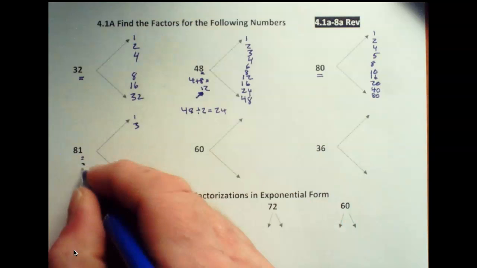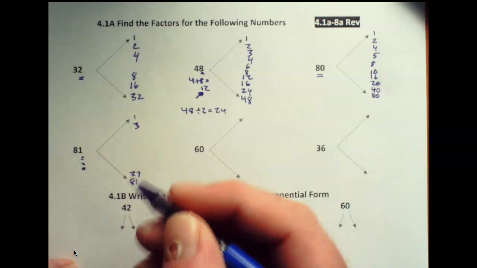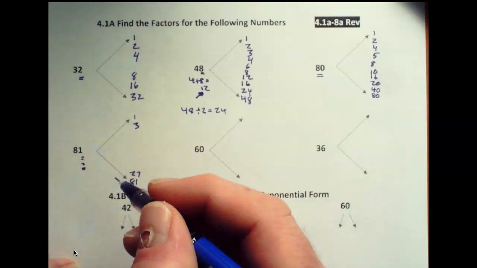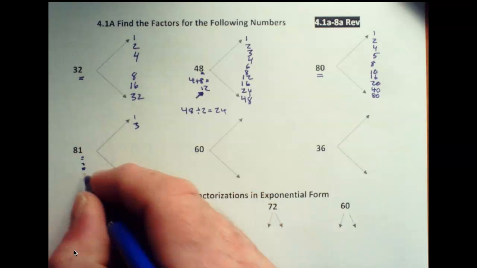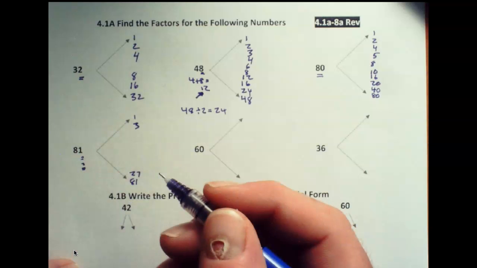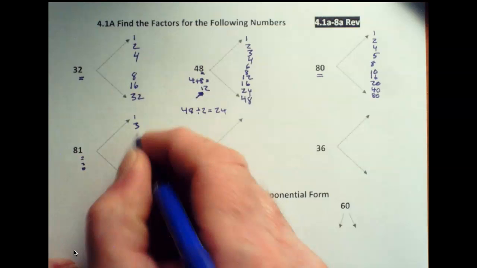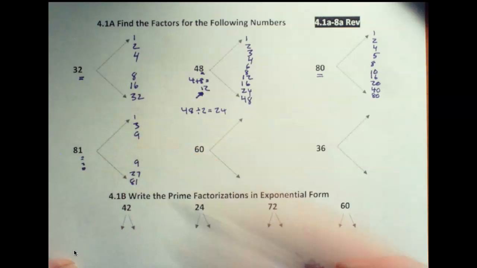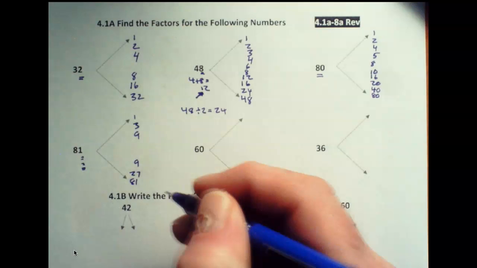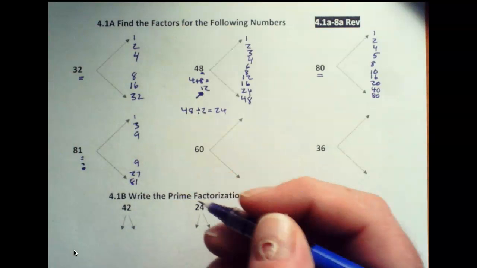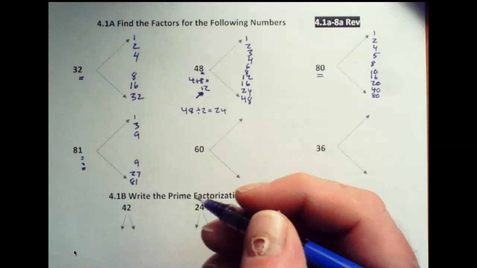6 won't go in because it's an even number. 7 times 10 is 70. 7 times 11 is 77, so 7 won't go in. 8 won't go in because 8 goes into 80. 9 goes in there 9 times. And then once you get to a number that repeats itself, like 9 and 9, that's one of those things that tells you that you are done.